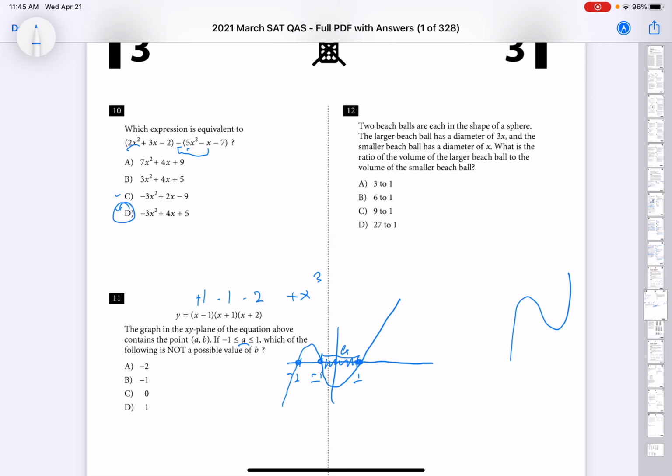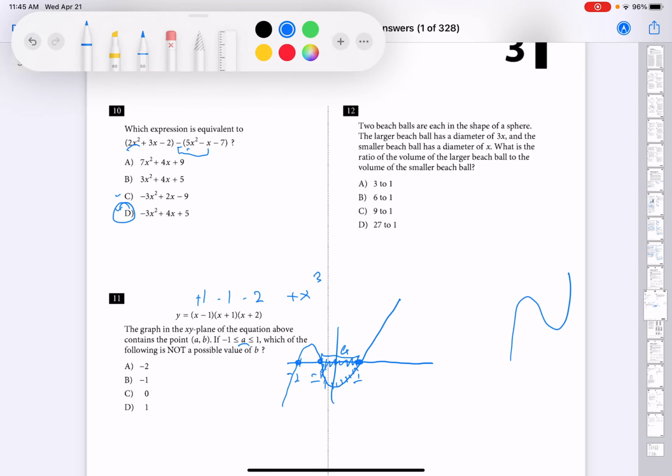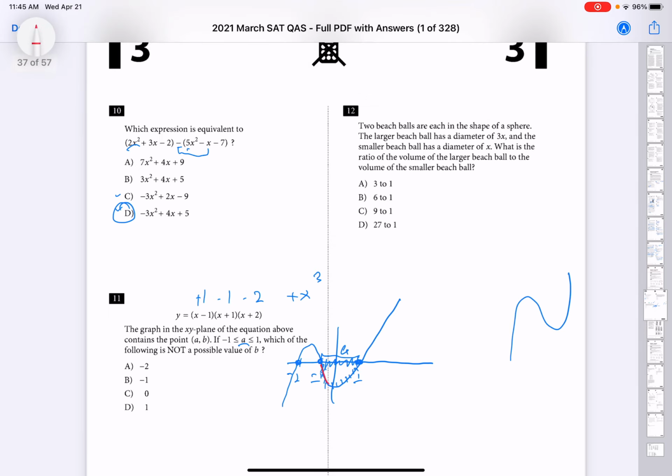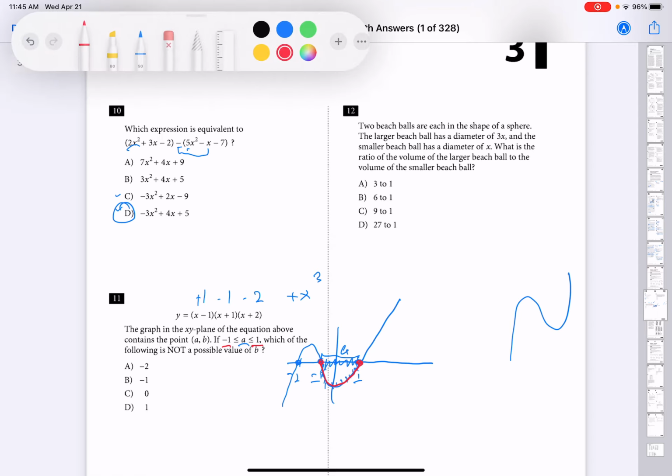Which of the following is not a possible value of B? Well, we know that it can't be a positive number, right? Because as you can see, all of the graph is underneath the x-axis. So all the y values are going to be underneath the x-axis. From here to here, this is all the possible values of y. And it could also include the zero because A could be negative 1 or positive 1. So that means that y could also be 0, but it can't be anything that is positive. So the answer choice for number 11 should be D.